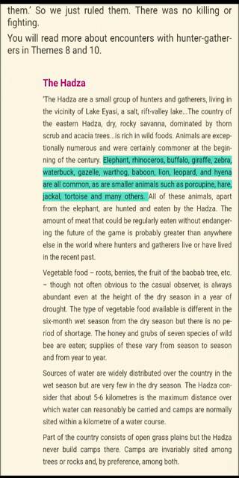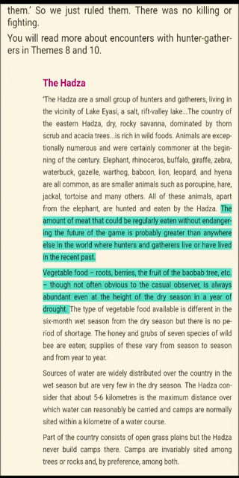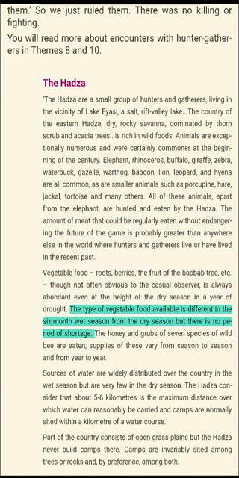Elephant, rhinoceros, buffalo, giraffe, zebra, waterbuck, gazelle, warthog, baboon, lion, leopard, and hyena are all common, as are smaller animals such as porcupine, hare, jackal, tortoise and many others. All of these animals, apart from the elephant, are hunted and eaten by the Hadza. The amount of meat that could be regularly eaten without endangering the future of the game is probably greater than anywhere else in the world where hunters and gatherers live or have lived in the recent past.